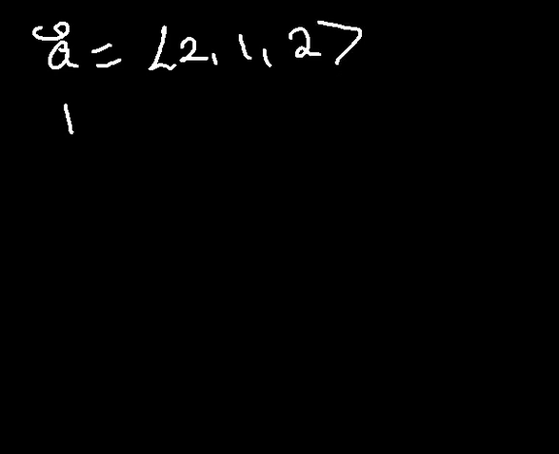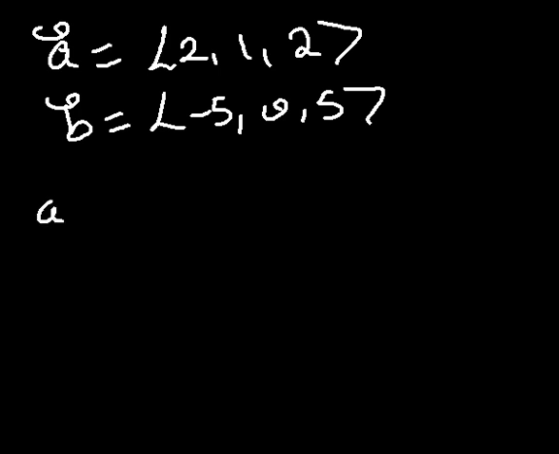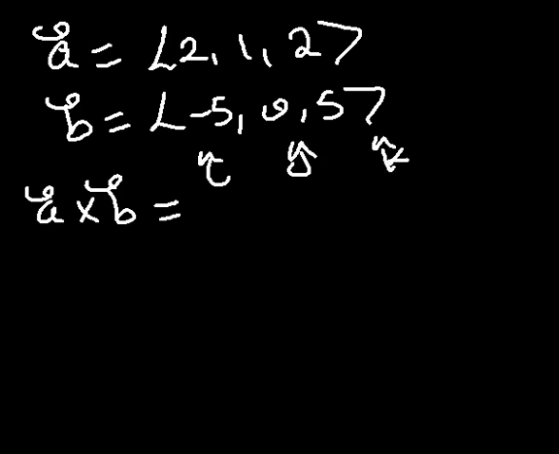Now let's say we have two vectors. Let's say we have vector a, which is given as 2, 1, 2. We have vector b, which is given as -5, 0, 5. Now what is the cross product of these two vectors? The principle remains the same. We'll have i, j, and also k.